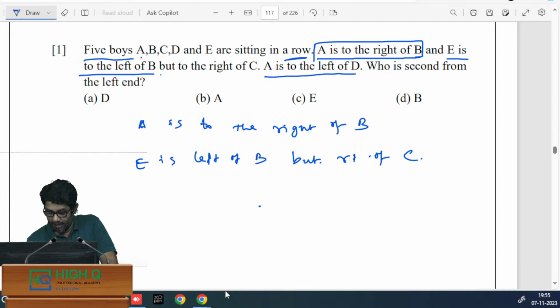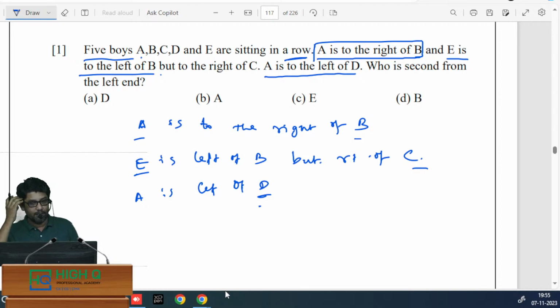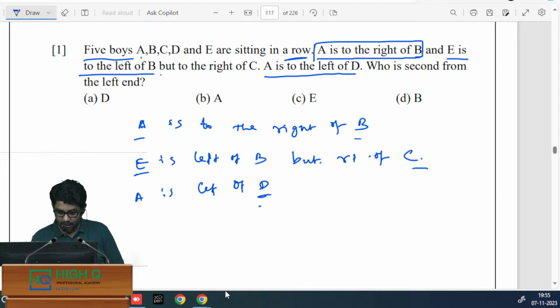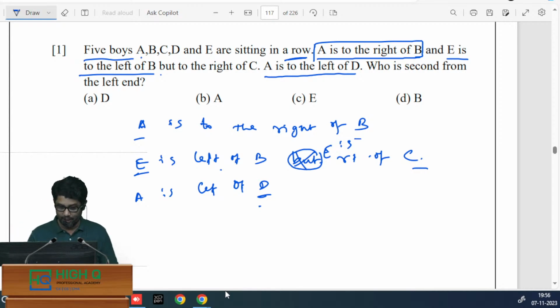Third hint is A is to the left of D. Is that correct? So just look at the hints. A, B, C, D, E. I think everybody's position is given here. We are not going to assume anybody's position. So there are 3 hints. Actually speaking, it looks like 3 hints, but there are 4 hints. What are the 4 hints? I'll tell you. Here, but is there, right? The word but plays the same role as also. So E is left of B and E is right of C. This is what we need to understand if but is given.